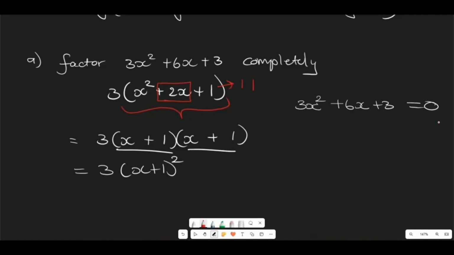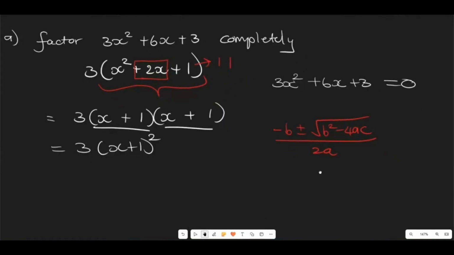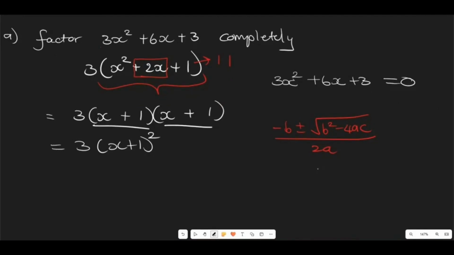If you use your quadratic formula, which is negative b plus or minus the square root of b squared minus 4ac, divided by 2a, and you plug this in as your a, this as your b, and this as your c, you get that x is equal to negative 1. Or x will also give you a negative 1 if you change the symbol. So this is up to you.